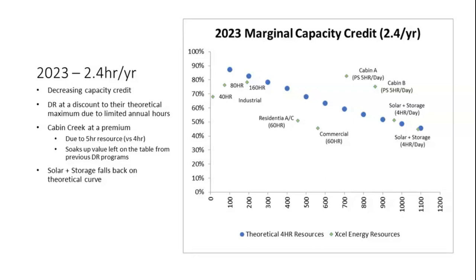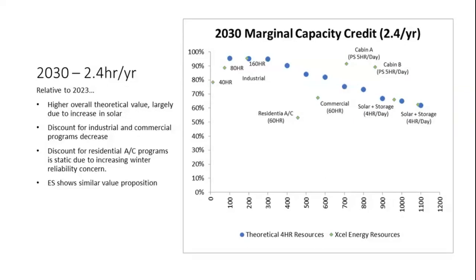So we're going to go from 2023 to 2030. And the big difference that you're going to see on this slide is an increase in the amount of solar installed on the system. So here we go. I'm just going to flip back and forth a couple times.